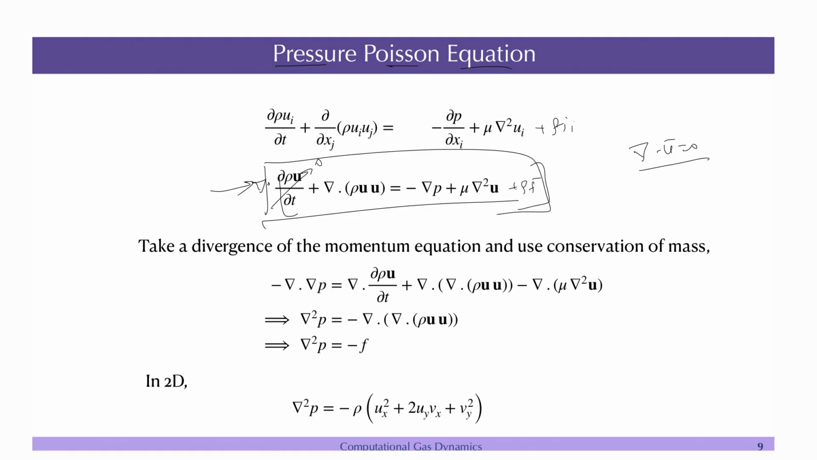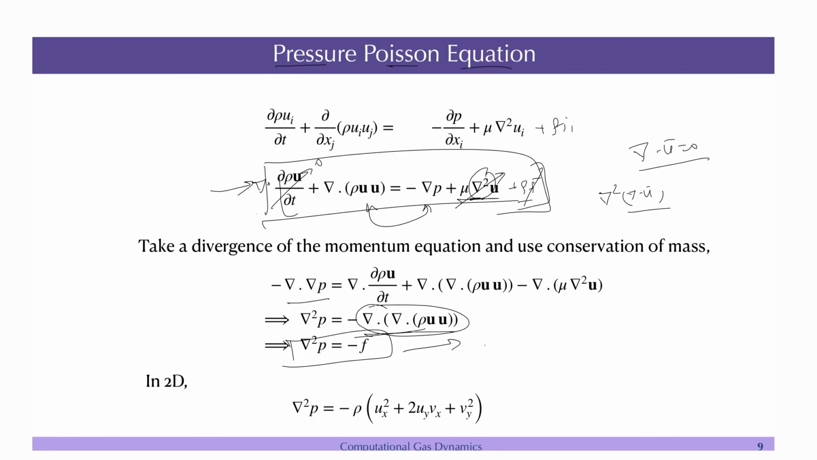Again, the Laplacian and the divergence operator can be interchanged. So, this will become del square del dot u. That will also go to 0. And if it is a conservative force, this will also go to 0. I mean, we are not discussing the force here anyway. So, now we have two terms. One is del dot p, and another is del dot rho u u. I am seeing this entire thing as a force here. So, del square p equal to minus f.